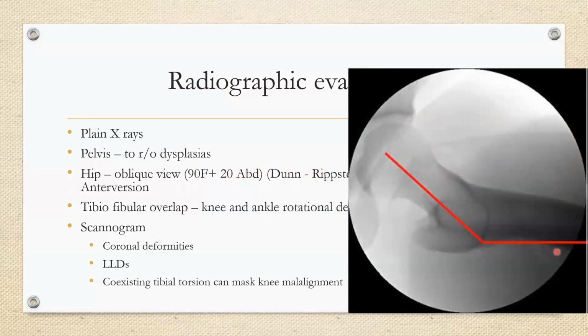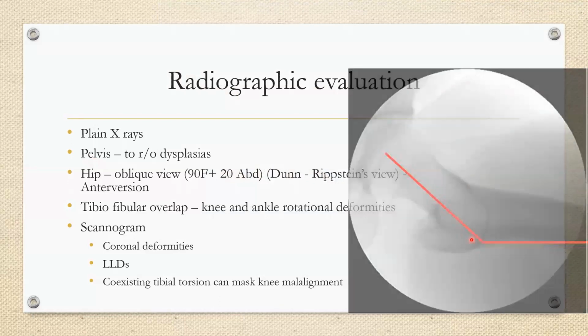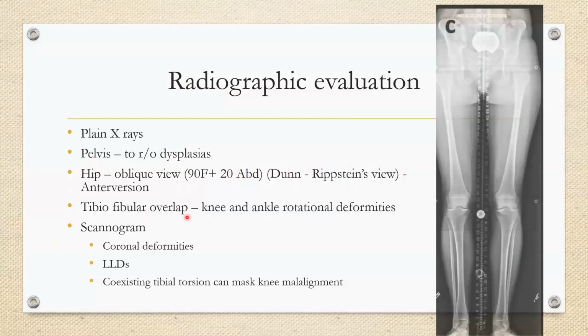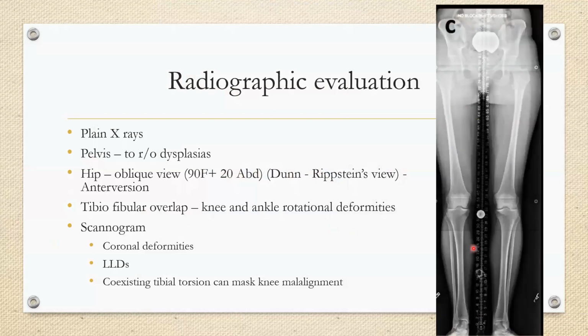The angle made between the shaft and the femoral neck can be used as a measure of femoral anteversion. With regard to rotational deformity of the lower limb, the tibiofemoral overlap can be taken as an indicator. Increased overlap is seen in out-toeing, and decreased overlap is seen in in-toeing. And naturally, a scanogram should be done if any deformity is suspected, to rule out other coronal deformities or limb length discrepancies.